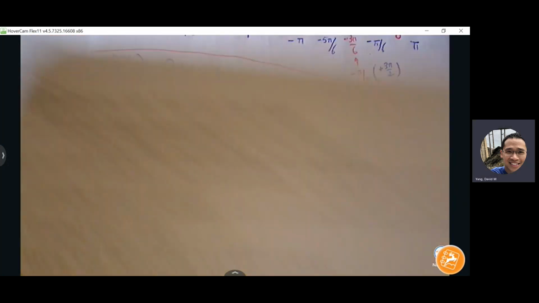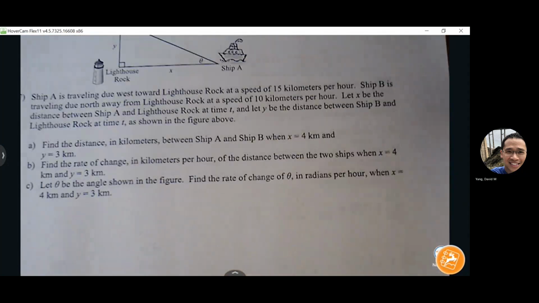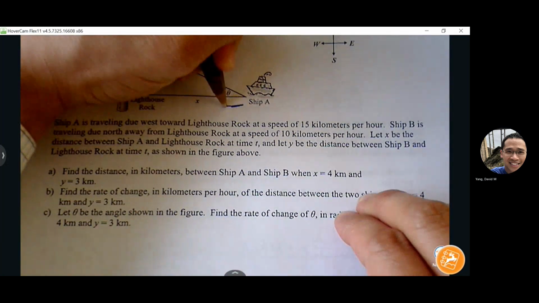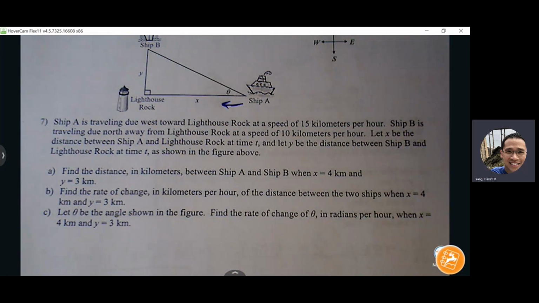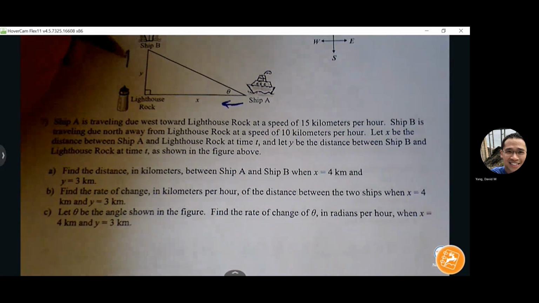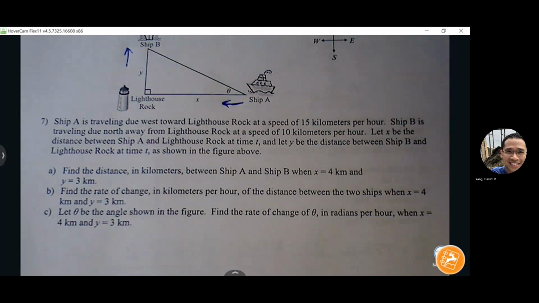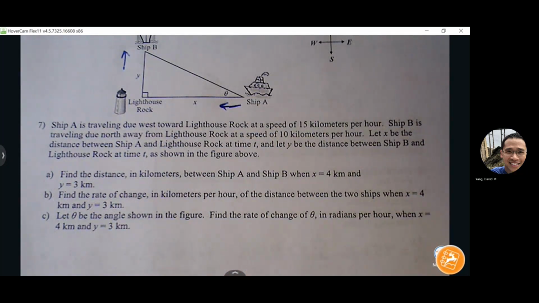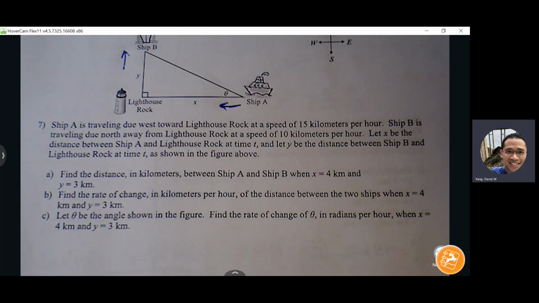All right, so let's start off with this related rate problem here that you guys just picked up. Okay, so ship A is traveling due west towards the lighthouse. Ship B is traveling north away from the lighthouse, and we know the speeds that they're traveling at. Let X be the distance between ship A and the lighthouse at time t, and let Y be the distance between ship B and the lighthouse at time t. Okay. Find the distance in kilometers between ship A and B when X equals 4 and Y equals 3.